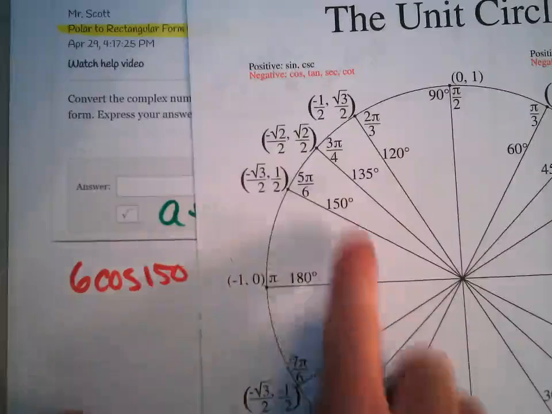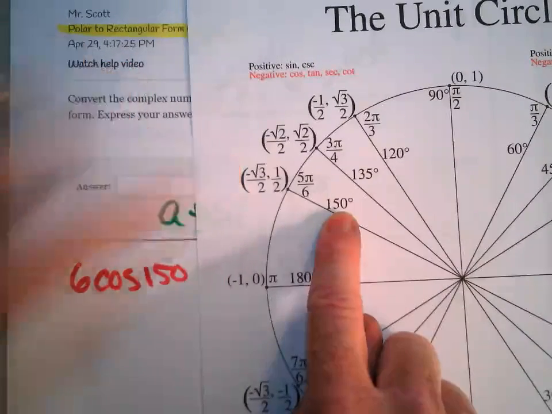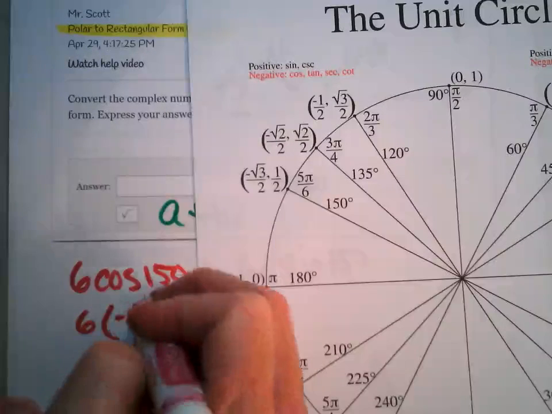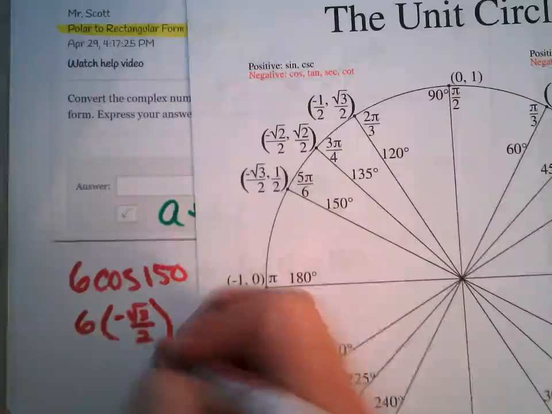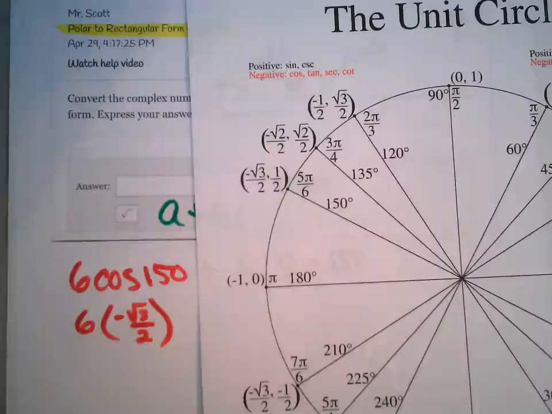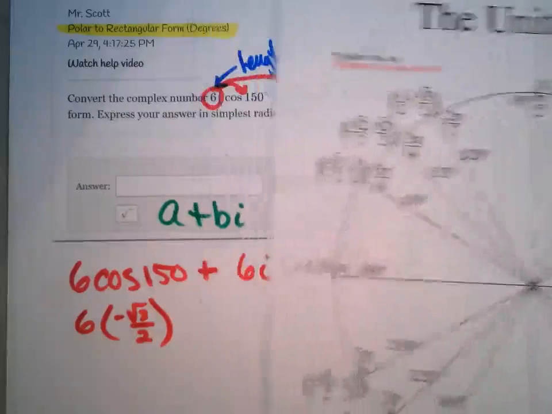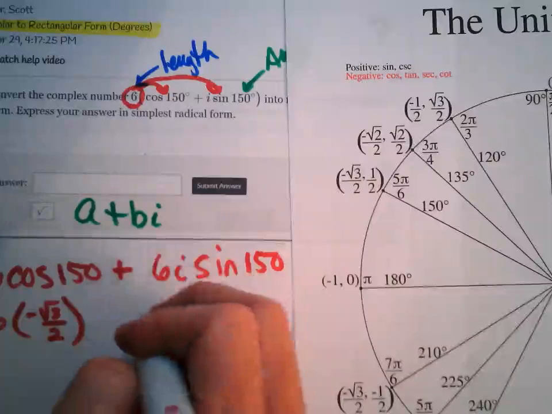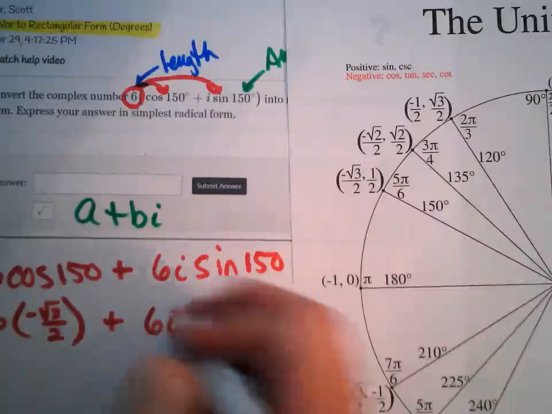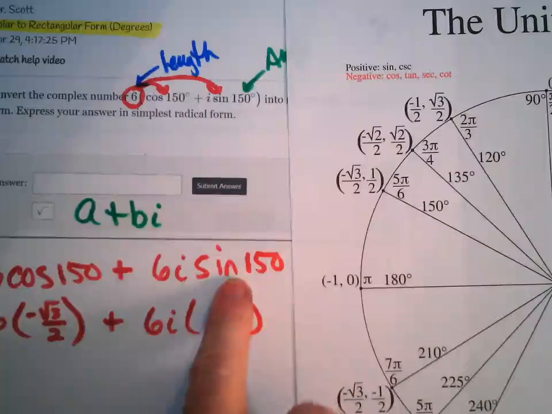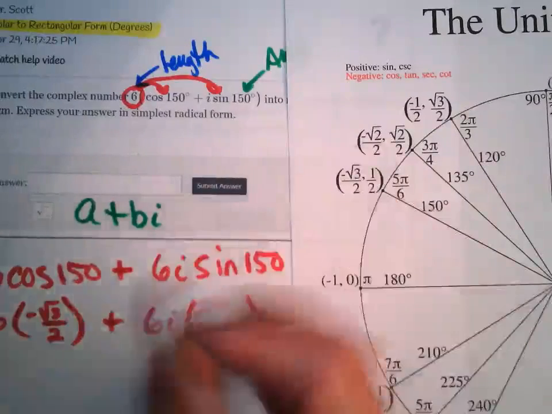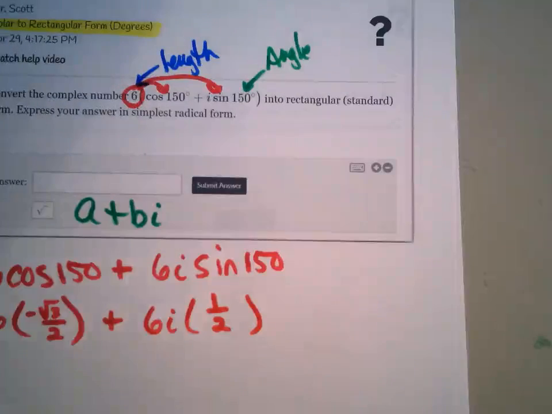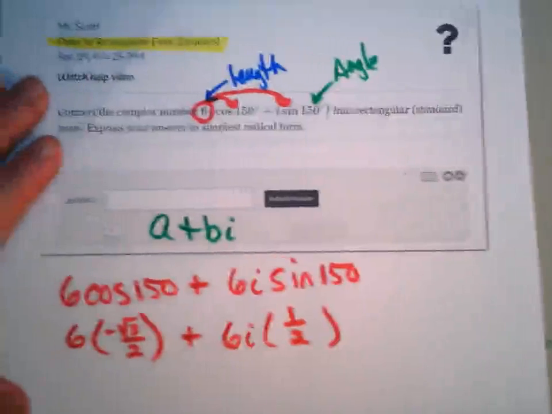So 150, the cosine is negative square root 3 over 2. So that's going to become 6 times negative square root 3 over 2, and we'll end up simplifying and calculating out what that is. And then we'll get a plus in there, 6i, and then what is the sine of 150? Here's 150, the sine is a half.